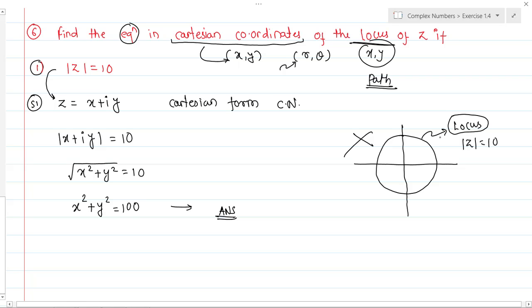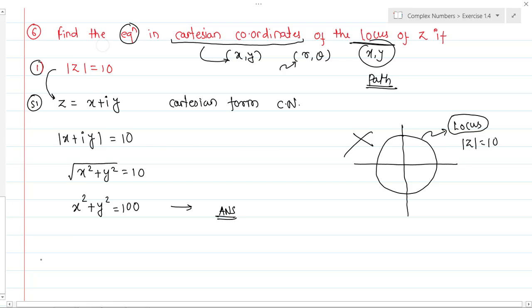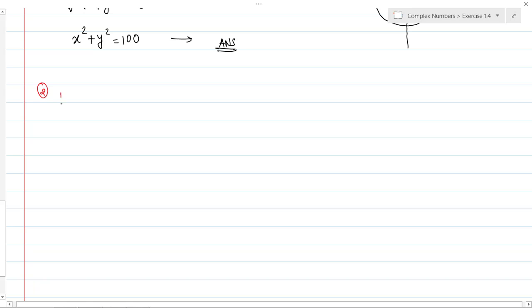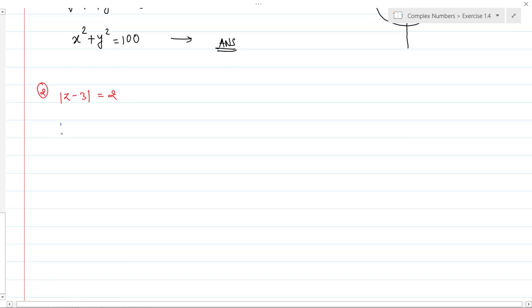This is nothing but the locus. Now let's take the second question. The second question is mod of z minus 3 is equal to 2. Again our step is to replace z by x plus iy. So x plus iy minus 3 is equal to 2.